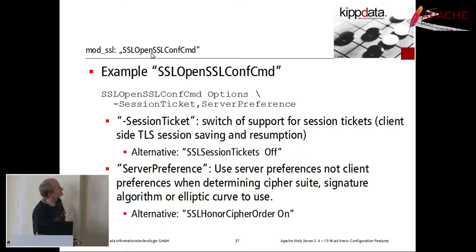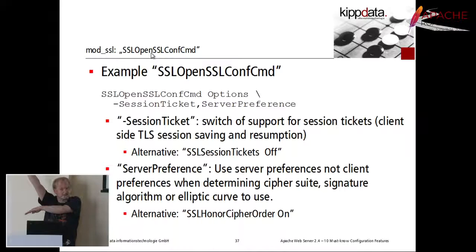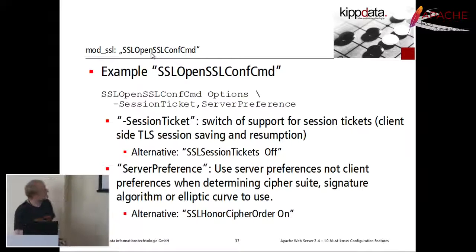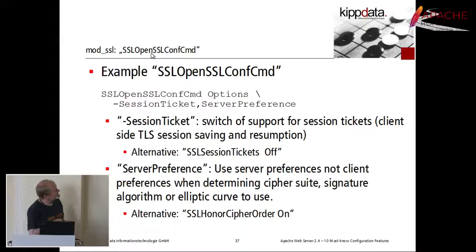As an example, this is the directive. And then this is the name of the configuration command. These names are listed in the OpenSSL documentation. You have a list of such names. And this is the value that we pass over. So the API is not just one string, it's a key value API. And what does it do? In this specific case, it disables session tickets and enables preference of the server configuration.